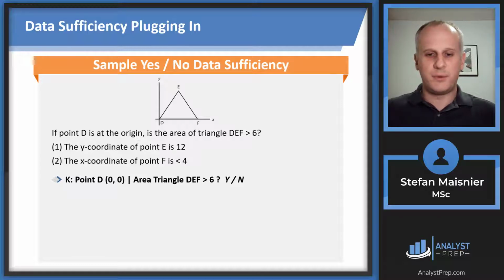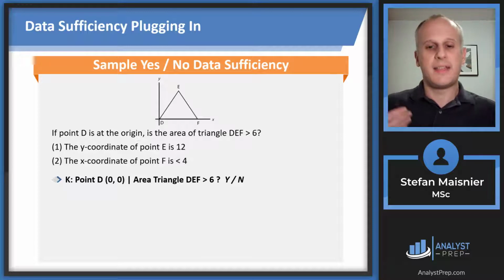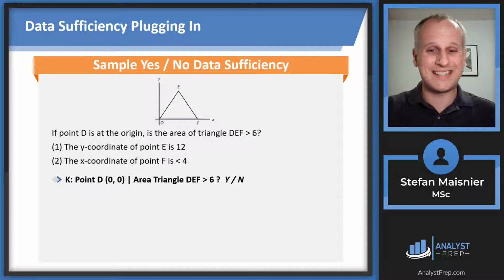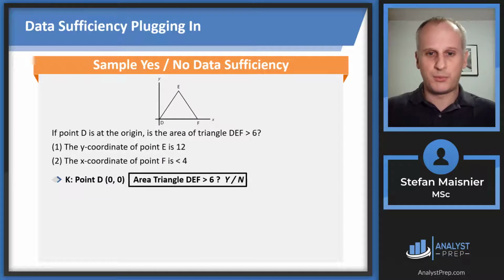Then you can see that we've got area of triangle DEF, trying to figure out if that is greater than 6. And you can see I wrote down, theoretically here, a little y/n to indicate that I'm looking at a yes-no data sufficiency, not just trying to figure out what specifically the area of triangle DEF is. I'm just trying to determine if it's greater than 6. And of course, we box off that question so that we never lose sight of it.